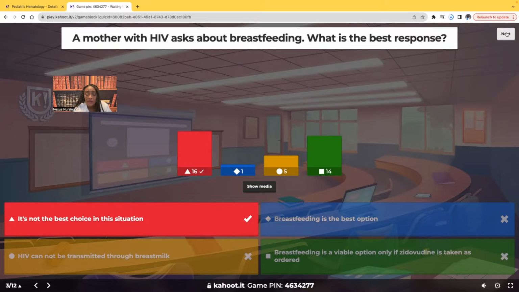Look at what it says. Breastfeeding is a viable option only if zidovudine is taken as ordered. Well, guess what? Zidovudine, that's an antiviral agent. That's not going to prevent the transmission of HIV through breast milk. So that's incorrect. The correct choice is that she's going to have to formula feed.